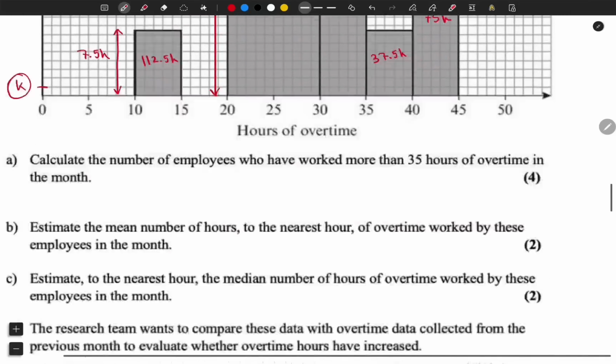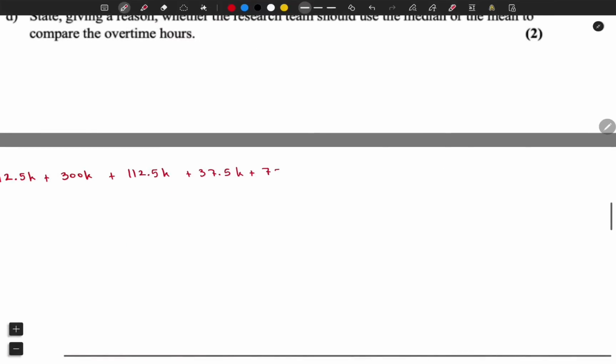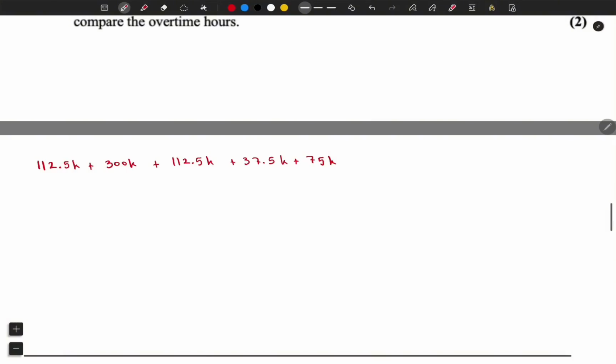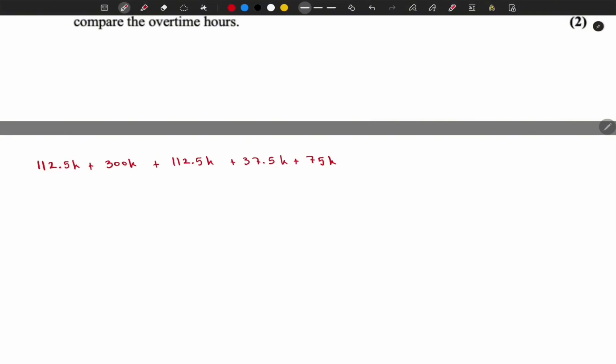And the last one is 75k. So these values actually represent the number of people, which is the frequency. And we know that the total number of people is 225. So from this, we can find out the value of k. So the value of k is 6 over 17.